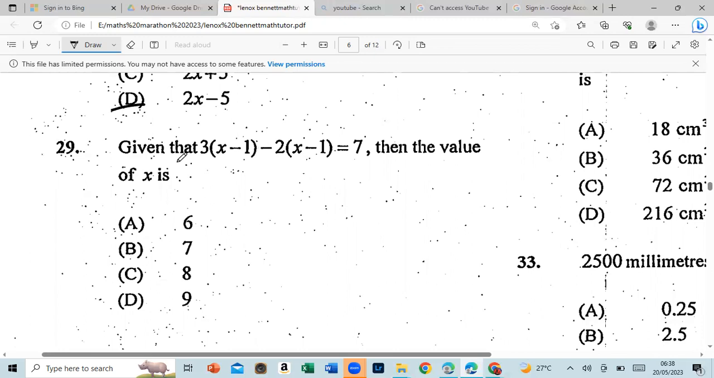Alright, let's look at this one. Given that 3 bracket x minus 1 bracket minus 2x minus 100 equals 7, find the value of x. Again, we remove the bracket. Let's do that. The bracket in maths means you have to multiply.